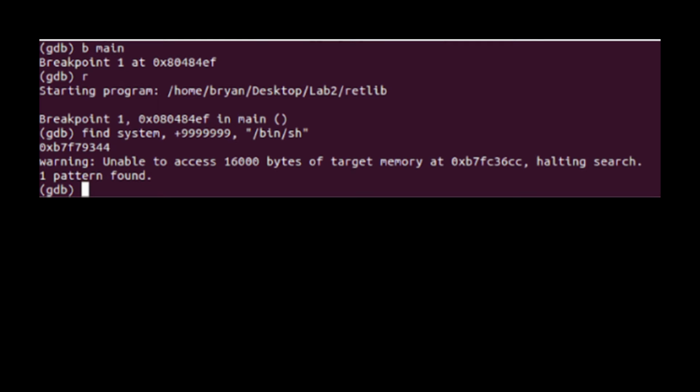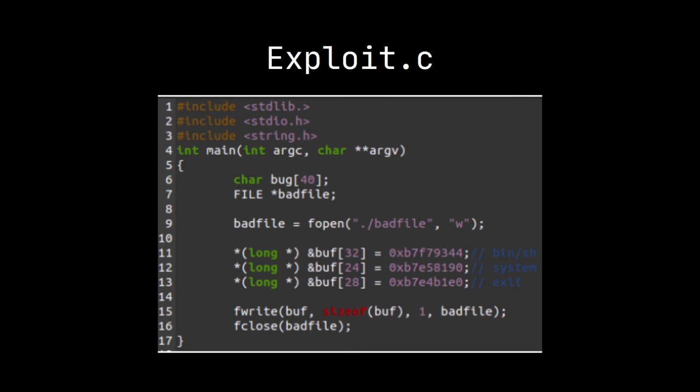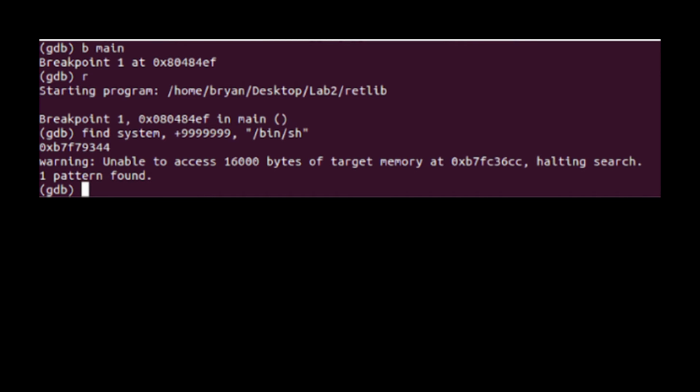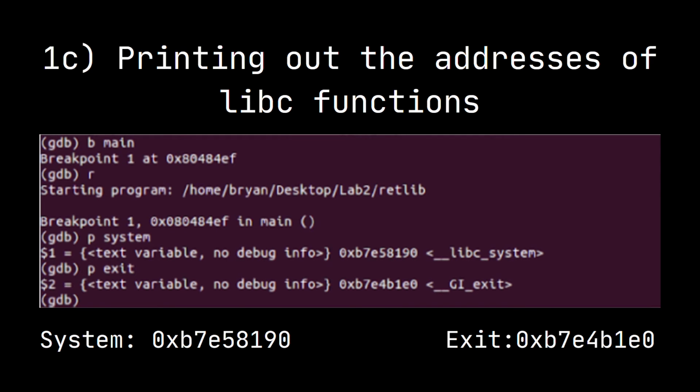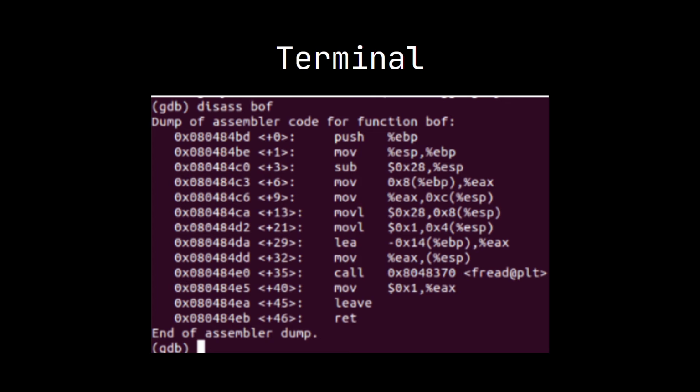Now for task 3, which is exploiting the buffer overflow vulnerability. Here is our exploit.c file. As you can see, this is the program that's going to generate the bad file and allow us to conduct the return to libc attack. With this, we inputted the 3 addresses of /bin/sh, system, and exit. From here, we got the /bin/sh, and in here, we got the system and the exit. So we basically just inputted them in the exploit.c file, now that we have the addresses of system, exit, and /bin/sh.